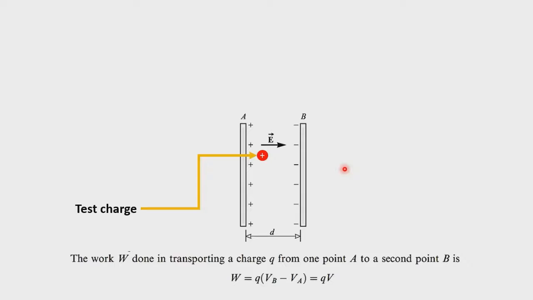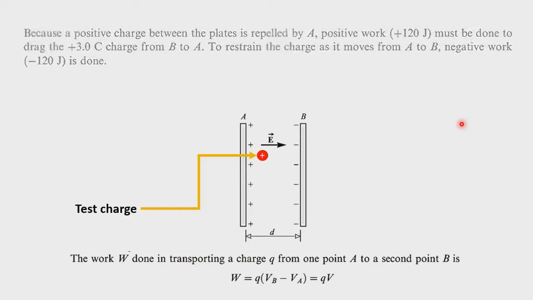So going back to our problem, remember that a positive charge between plates A and B experiences a repulsive force. So positive work, which is 120 joules or 0.12 kilojoules, must be done to drag the charge from B to A. So to restrain the charge as it moves from A to B, in order to create a negative effect, supposed to be from A to B, we are actually moving the charge from B to A.